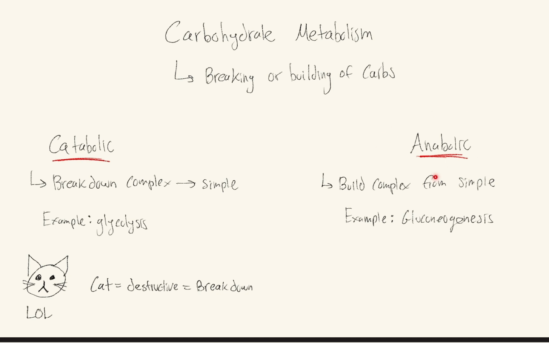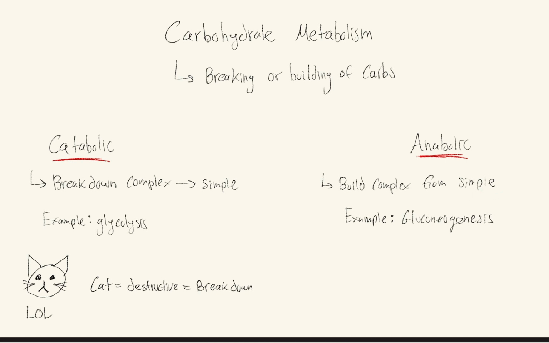Likewise, we are on the anabolic end here now. Anabolic processes mean we build a complex molecule from simple molecules, and an example is gluconeogenesis. In gluconeogenesis, we are doing reverse glycolysis, but not really. We'll cover that later, but we're taking pyruvate molecules, which are more simple, and creating glucose, which is a more complex 6-carbon sugar. We are building a complex molecule from simple molecules.